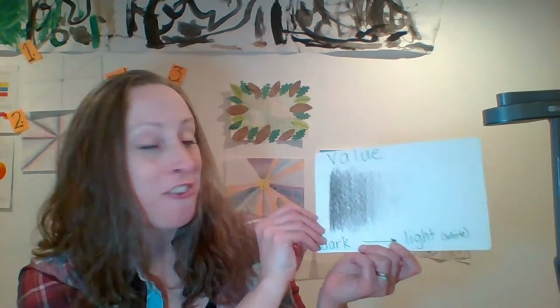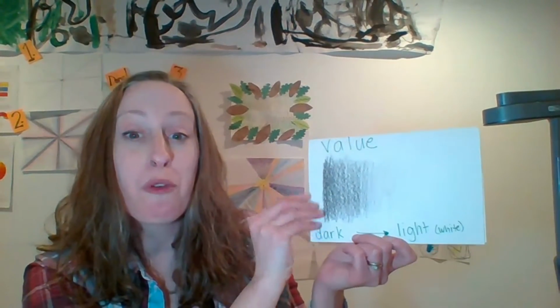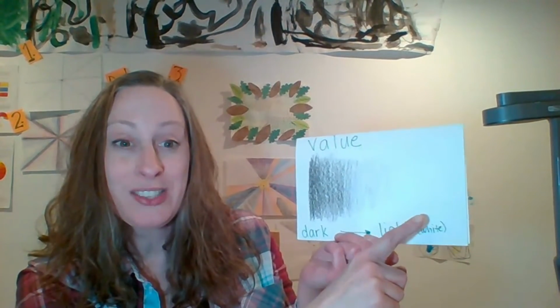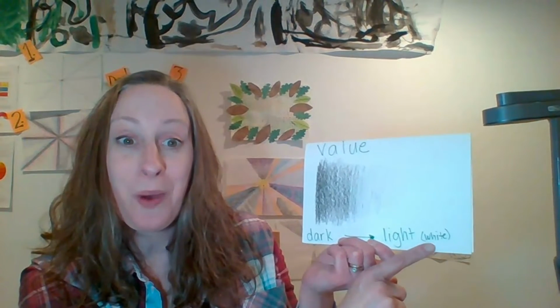Okay, so for this lesson, we are going to focus on The Great Wave by Hokusai. And the element of art that we are going to mostly focus on is the element of value. Now, value is when we go from very, very dark to very, very light. And our lightest value is the color white.